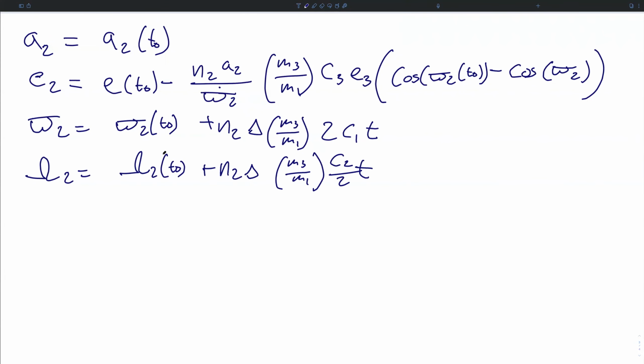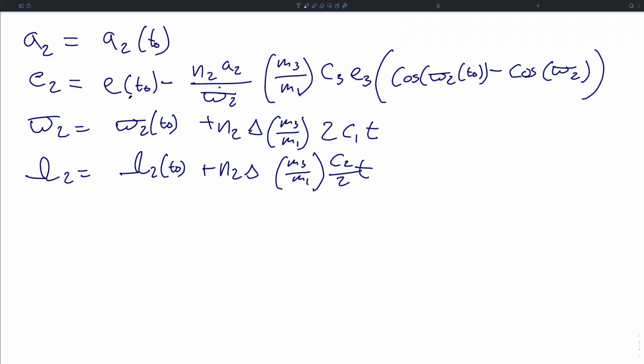these expressions represent the integrals in time of the differential equations given on the previous slides, which were the result of the application of the linearized Lagrange planetary equations to only the secular terms of the disturbing function for body 2. And what they tell us is that the semi-major axis will not change. To first order, we expect no variation in the semi-major axis of body 2. It will retain its initial value for all time.